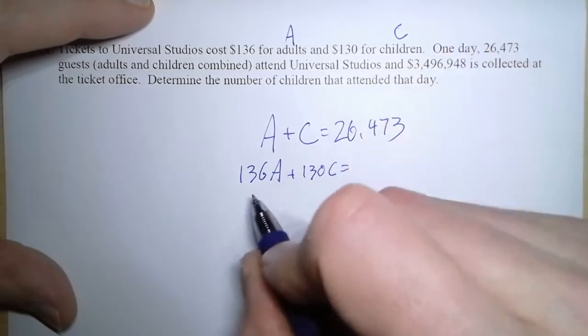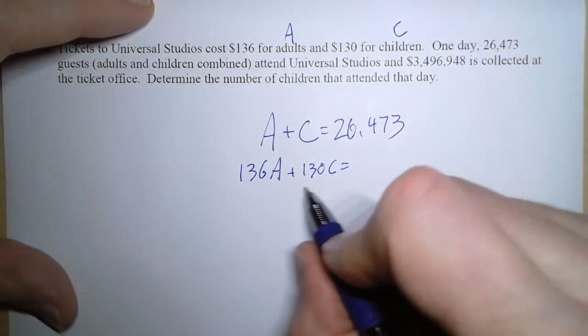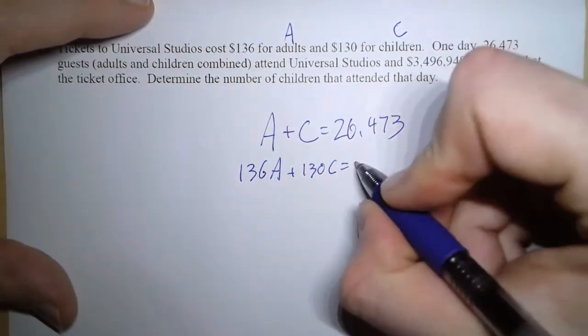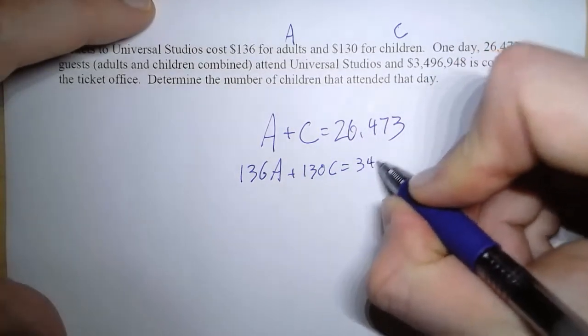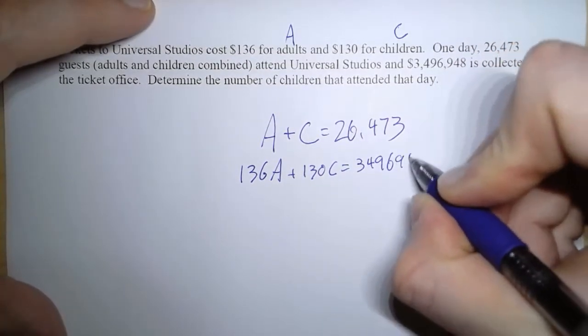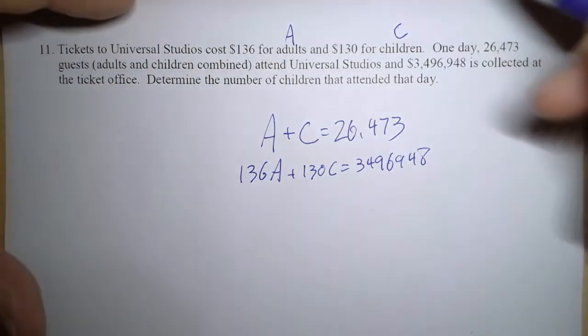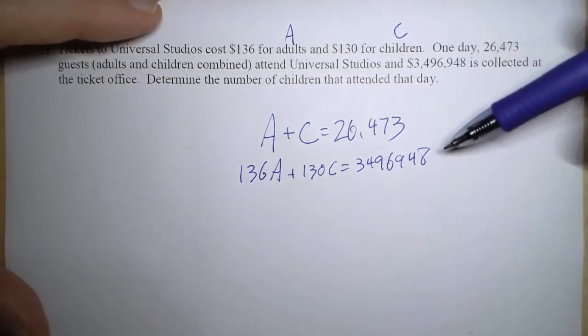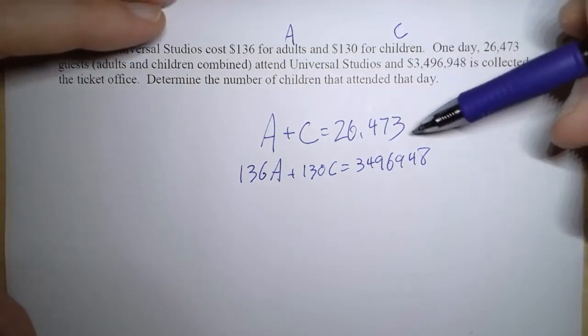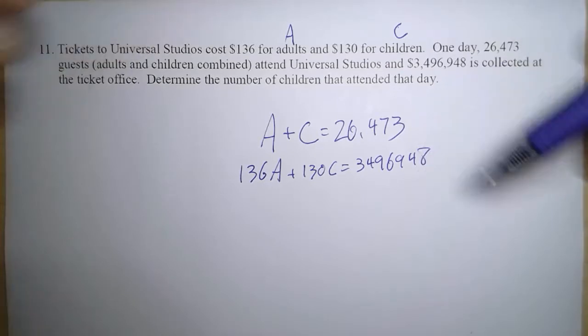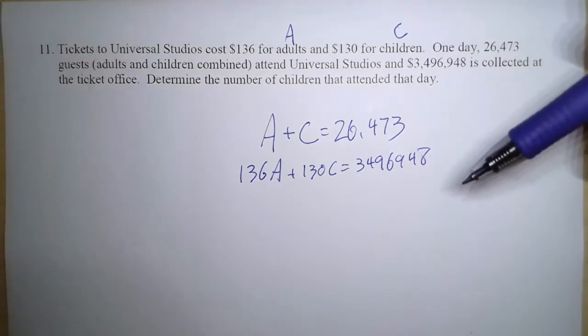And so this is how much the adults spent. This is how much was spent on children. And in all, we have $3,496,948. Now, what we have is a system of equations here. And we want to solve this. And one way to do this is called by combining.